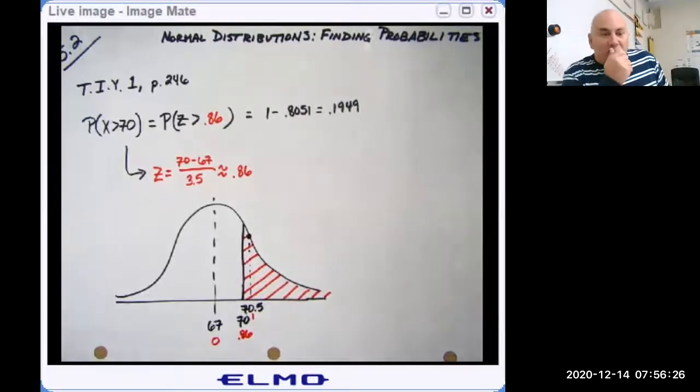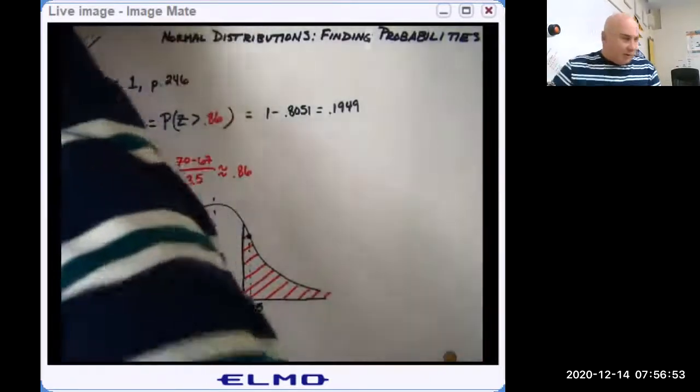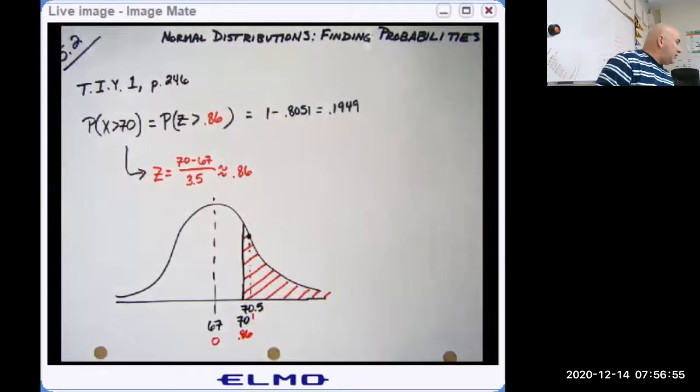So remember our procedure that we learned in the last video. State the problem in terms of x, restate the problem in terms of the standard normal variable z, draw a graph shading in the appropriate area, and then use our table to find the area under the curve that we're looking for. So we were told that the mean is 67, standard deviation 3.5.